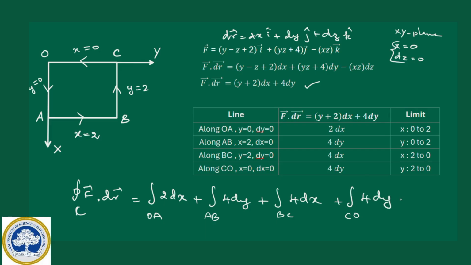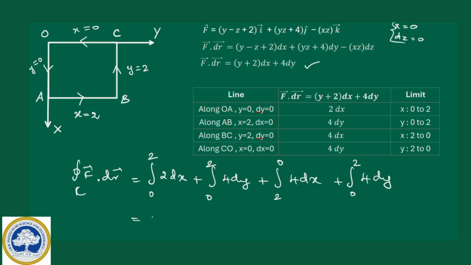So now what we have to do here is, instead of OA, AB, BC and CO, we can apply the respective limits here. So what are the limits for the first line OA? It is 0 to 2. Next 0 to 2. Here it is 2 to 0. Again 2 to 0. Right? Now we have to integrate it.